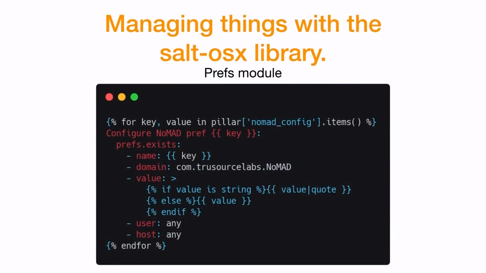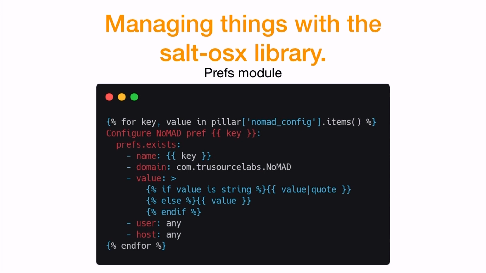We have a preferences module that goes straight through PyObjective-C to do CF preferences setting rather than shelling out to defaults. So we can do that to write any kind of preference that you may want. This is just an example. It's getting a little more involved. We're using Jinja to loop over some things, quote some things. But in general, we can ship some of these preferences.